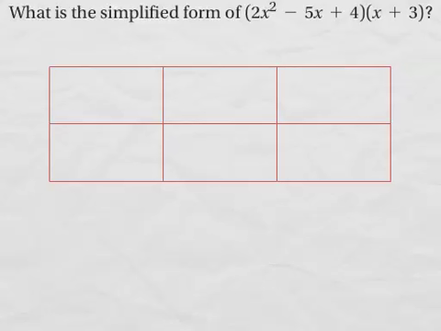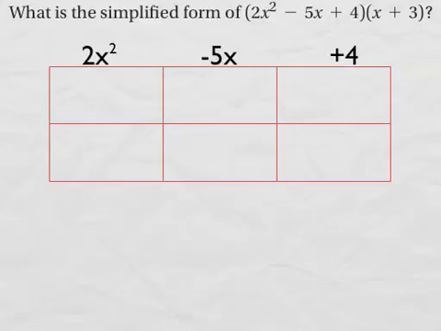In this case, I'm asked to multiply the trinomial 2x squared minus 5x plus 4 times the binomial x plus 2. You could also have your table with 2 columns and 3 rows. That would be the same thing, but in this case, I have my 3 columns and 2 rows. I'm going to break up my trinomial on the top, so I'm going to have 2x squared for the first column, negative 5x in the second column, and then a positive 4 in the third column.